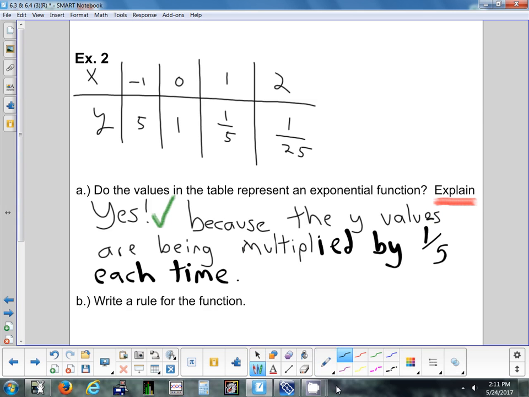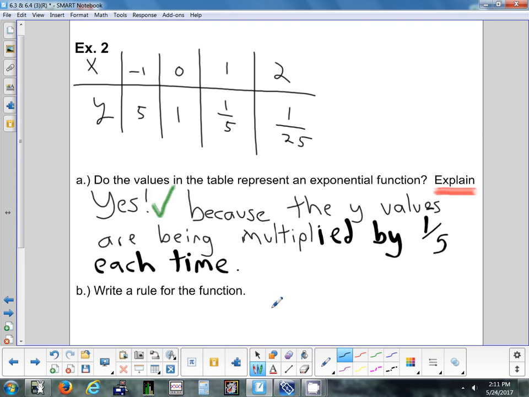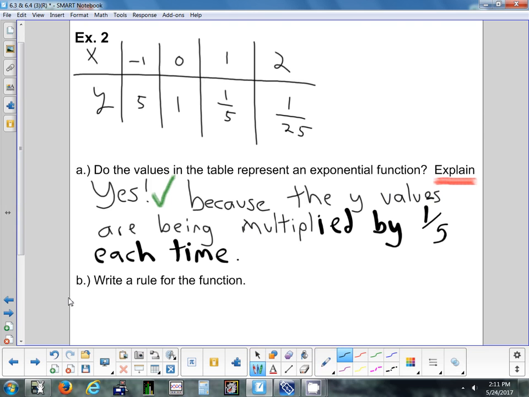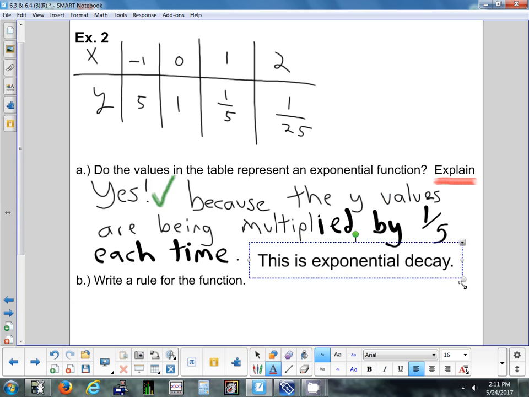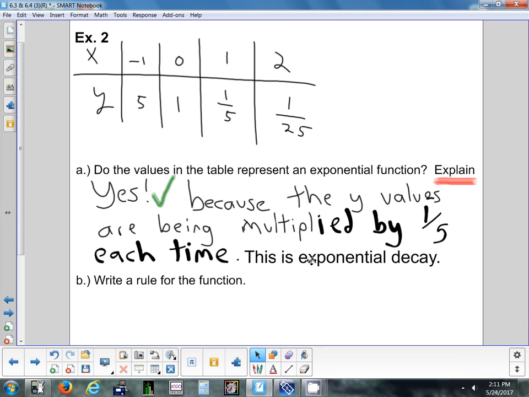Now, based on what we just said, we're multiplying by 1/5. 1/5 is a fraction. What type of exponential is this an example of? Decay, right? Because we're starting with whole numbers, going to fractions, and also because we're multiplying by a fraction. If you want to add that to your explanation, that's fine. So this is exponential decay.